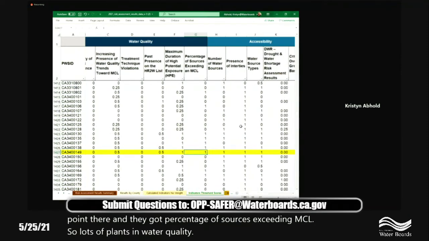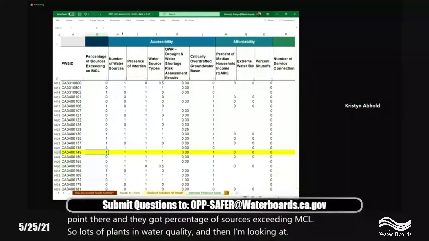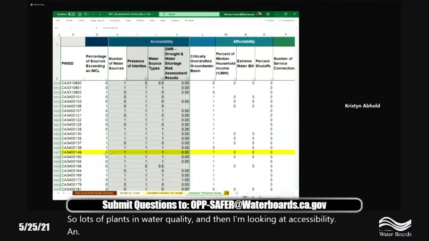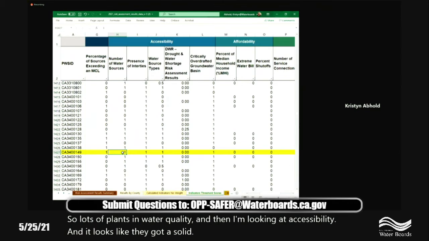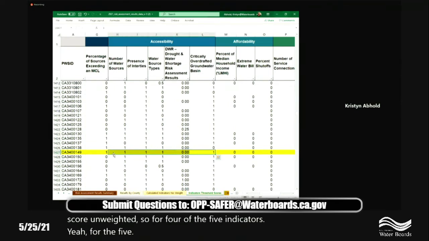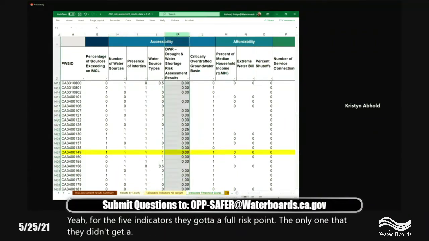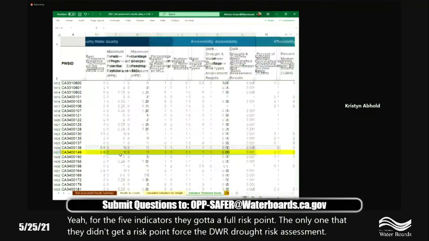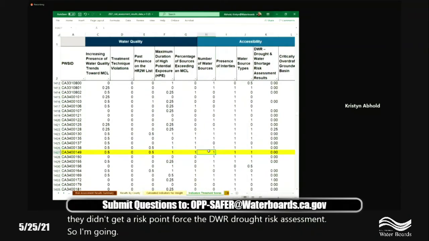And then I'm looking at accessibility. And it looks like they got a solid point, right? Remember, 1 is the highest score, unweighted. So for 4 of the 5 indicators, they got a full risk point. The only one that they didn't get a risk point for is the DWR drought risk assessment. So I'm going to dig in further and be like, okay, well, why?